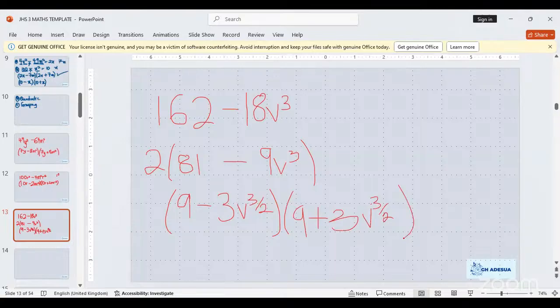Are you done? But don't you see you've left the 2 unattended to? Yes. So because you want the difference of 2 squares to be kept well, you give the outcome its own square bracket, okay? Then you write 2 outside. Is that okay? Okay, all right, thank you.